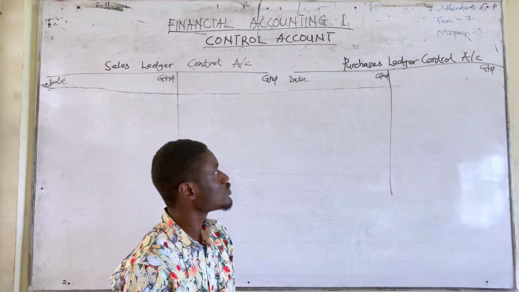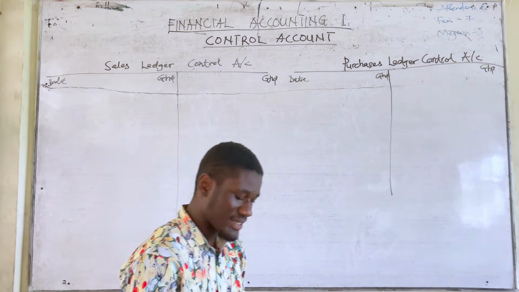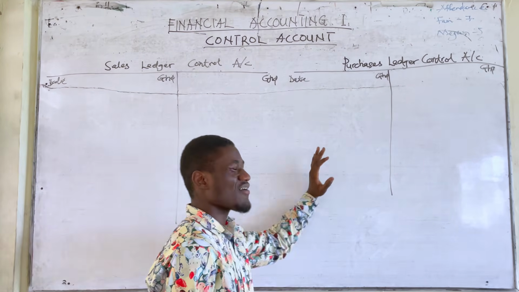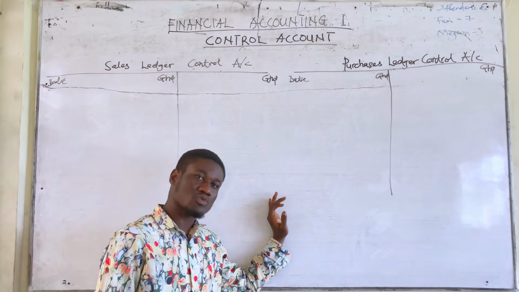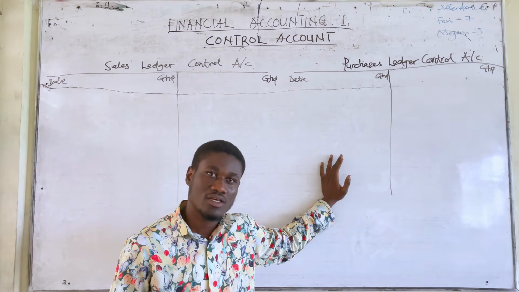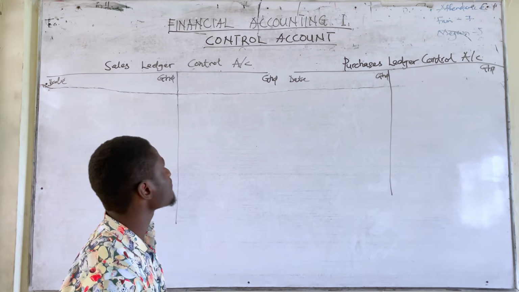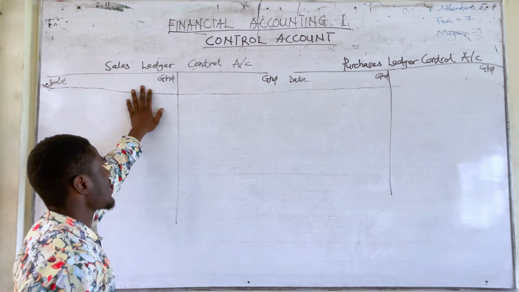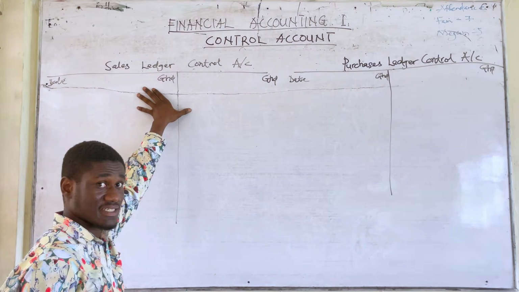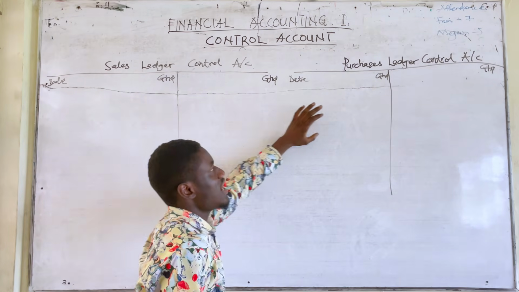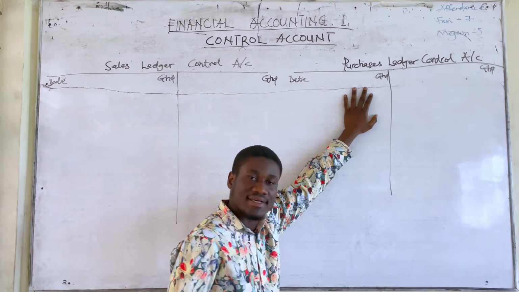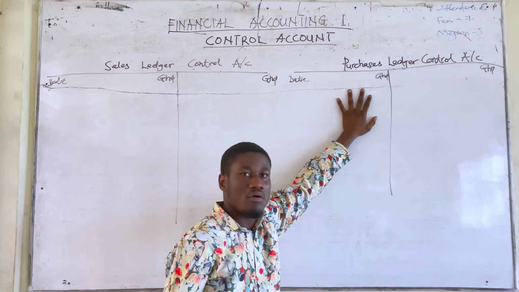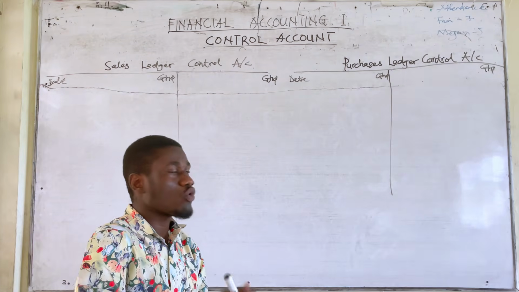You get it? Good. Now let's move to the items or formats of this sales ledger control account. After this one, you will come to the items which are not recorded in the control account. Good. So what we have to note is that the sales ledger control account is used to record the summary of our debtors, the people that owe us. And the purchases ledger control account is used to record a summary of our suppliers, the people we owe.